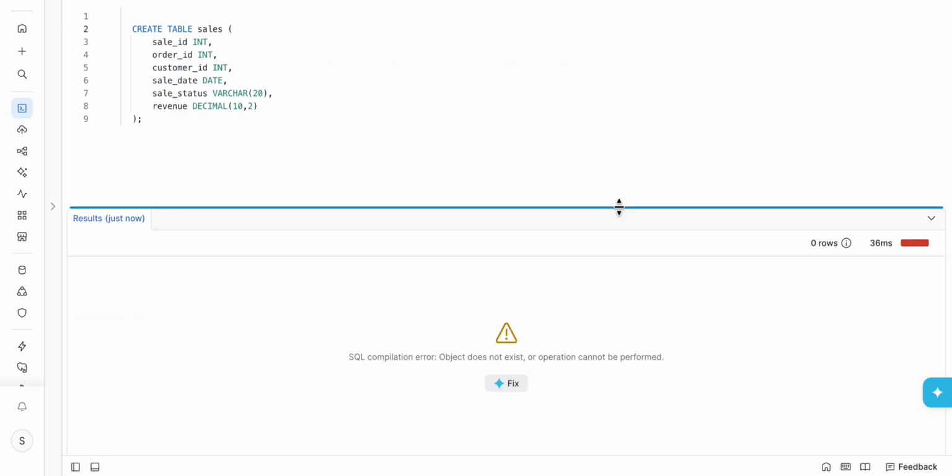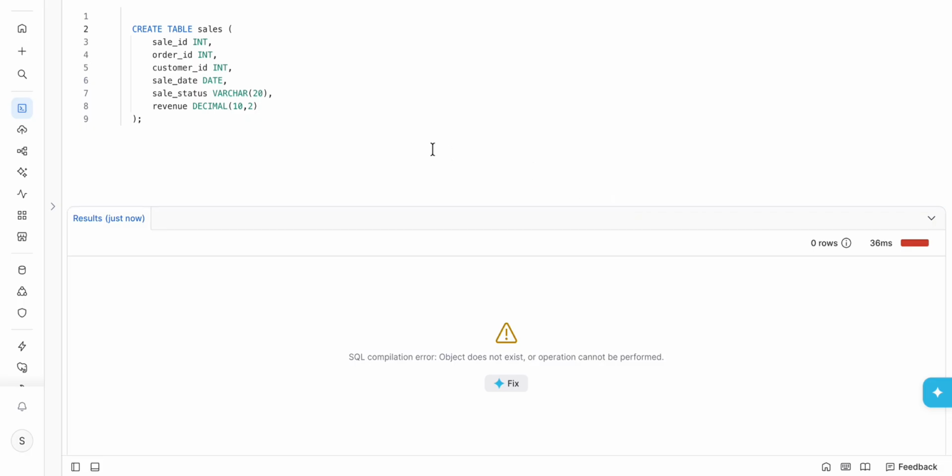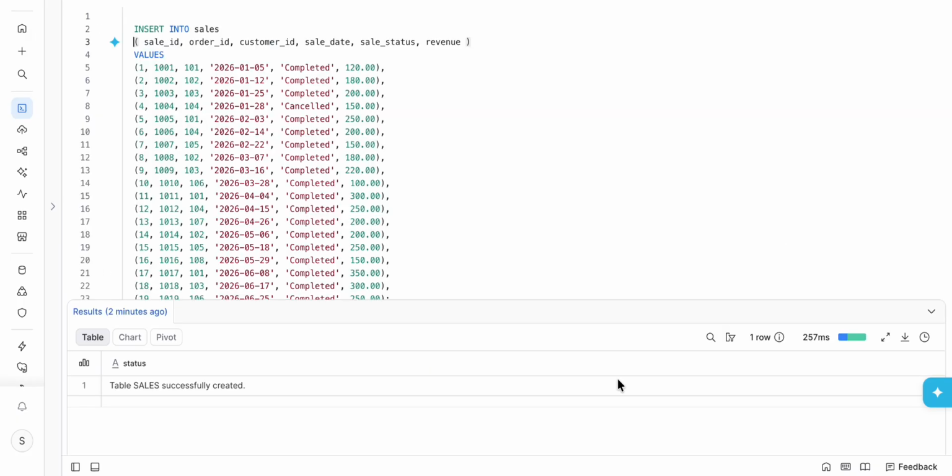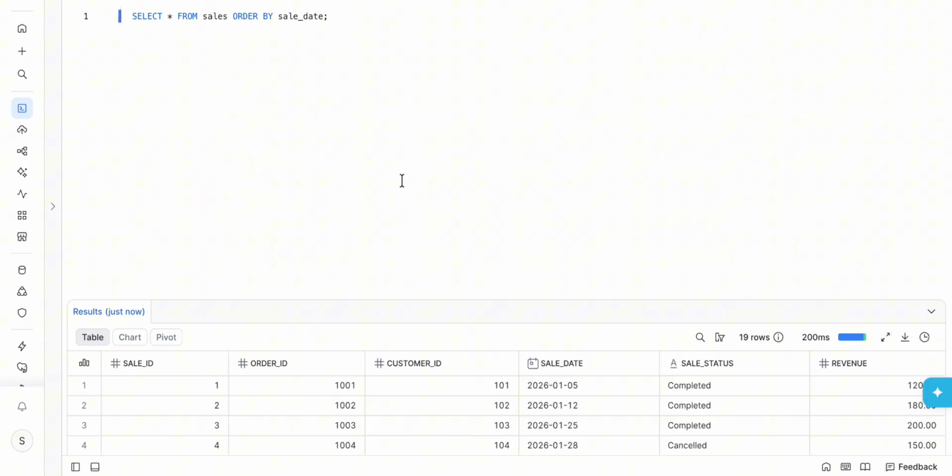Let's start by creating a sales table. Each row represents a sales transaction. We have a sale ID, associated order ID, the customer who placed the order, the sales date, the status of the sale, and finally the revenue amount. Let's run this query. Okay, we got our sales table. Now let's insert 6 months of sales data. Okay, that ran fine, so we have some data to work with. Let's inspect the raw data.